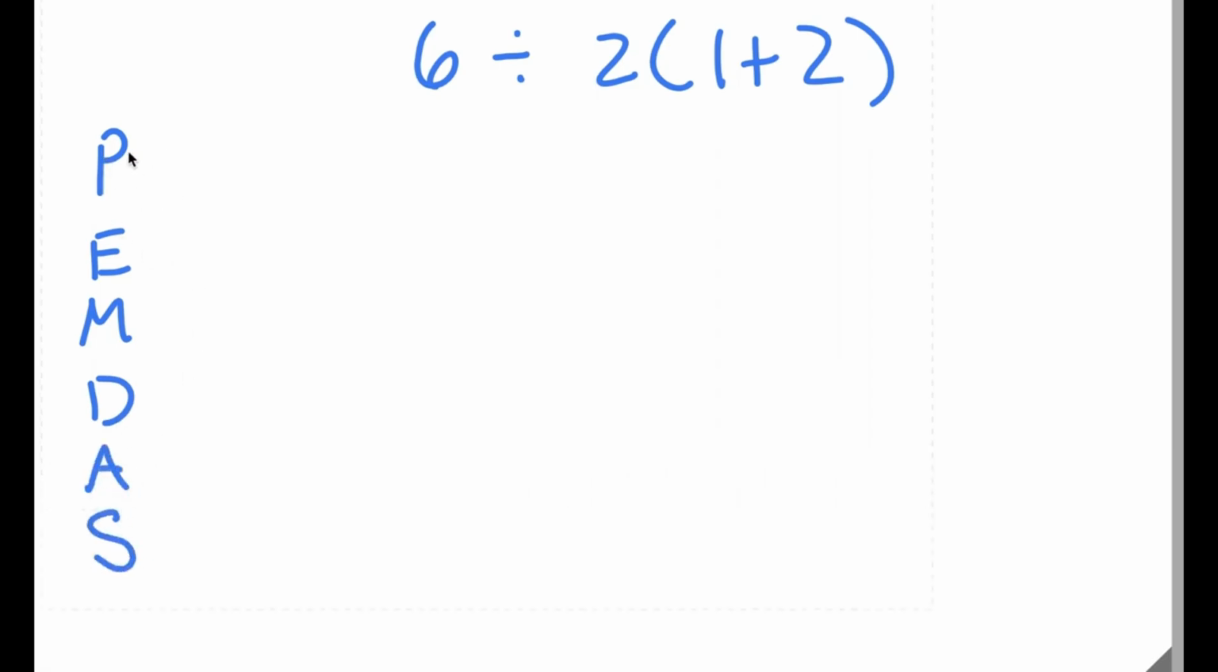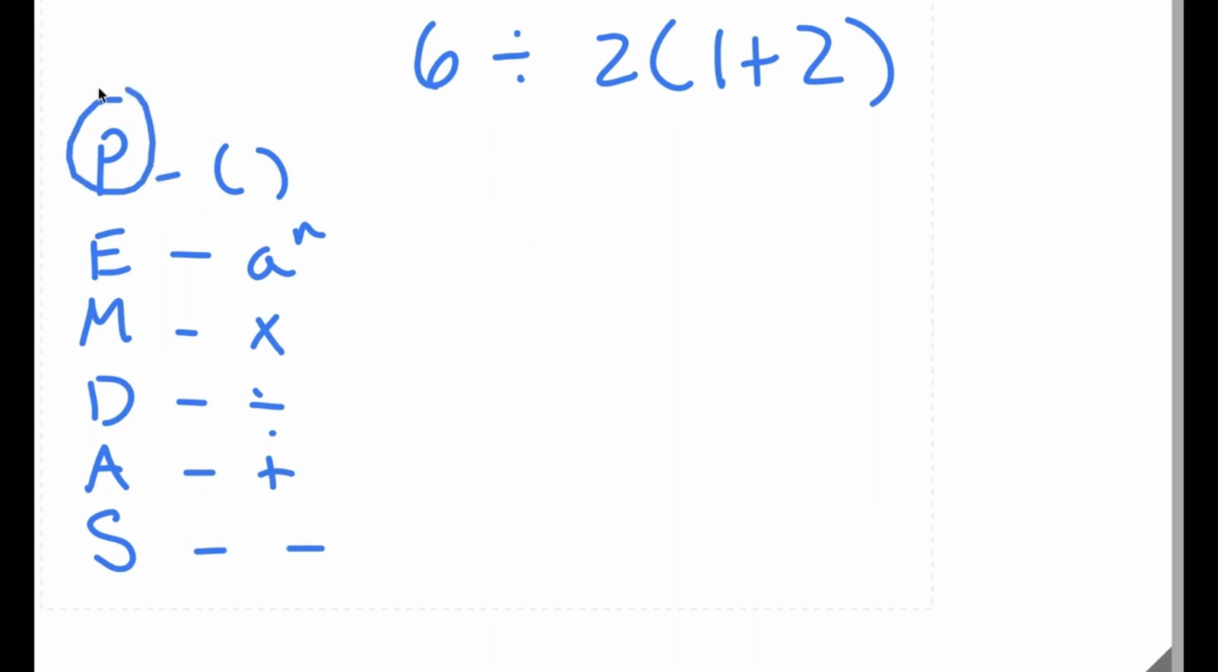So the P here stands for parentheses. The E stands for exponents. The M stands for multiplication. The D stands for division. The A stands for addition, and the S stands for subtraction. So we have to go in a certain order. What we first start with, we start at the top, and we first look for parentheses.